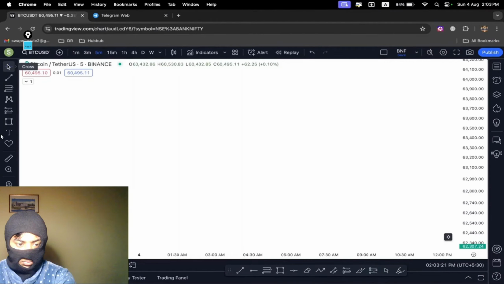How much money do we trade with? 1 lakh, 2 lakh, 10 lakh, 50 lakh, 1 crore at the most, okay? If someone is ultra rich, they trade with 10 crores. They can even trade with 50 crores, okay? But how much money do the big players trade with? They trade with 10,000 crores, 15,000 crores, 20,000 crores.